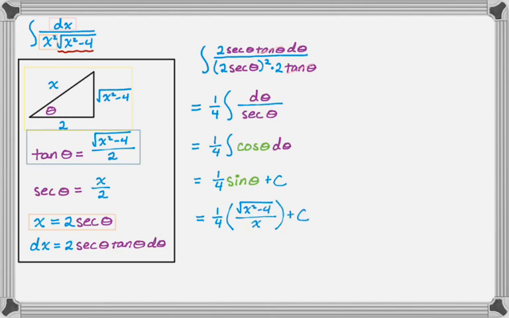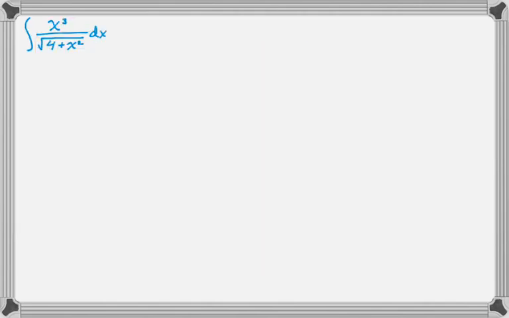And don't forget plus c. And there you go. So that's the antiderivative of 1 over x squared radical x squared minus 4. So the substitution definitely worked. Let's take a look at another one, which is going to be a little bit harder.